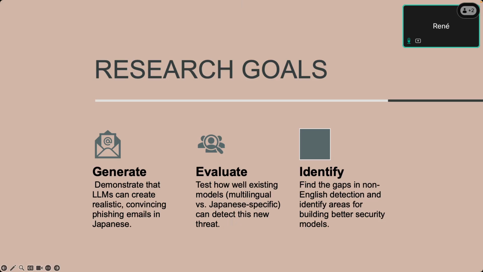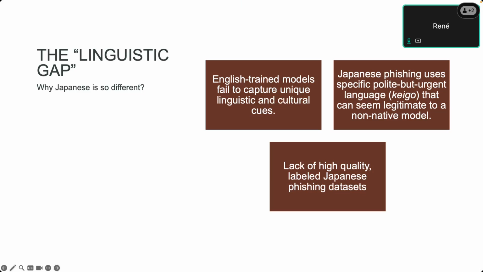Because right now, the industry is globalizing. Even in Japan, there are a lot of industries that are using Japanese and English, and it's normal to see both languages at this point. And after that, we're going to identify the gaps for non-English detection so we can build better security models. But why is Japanese so different?